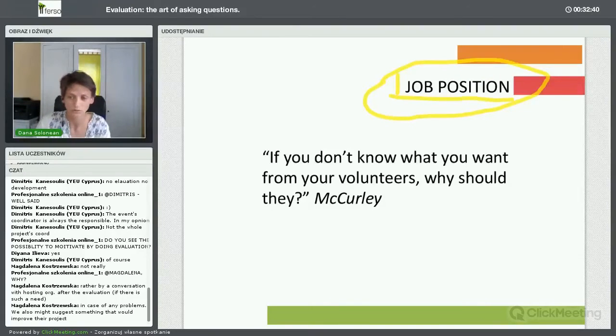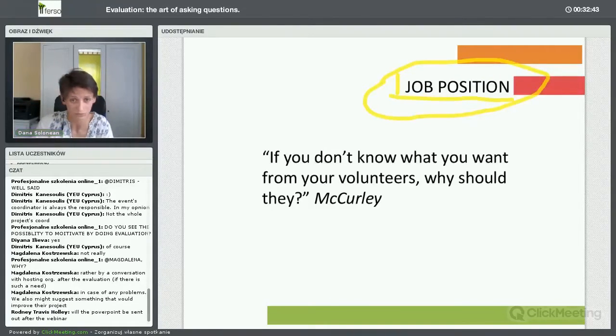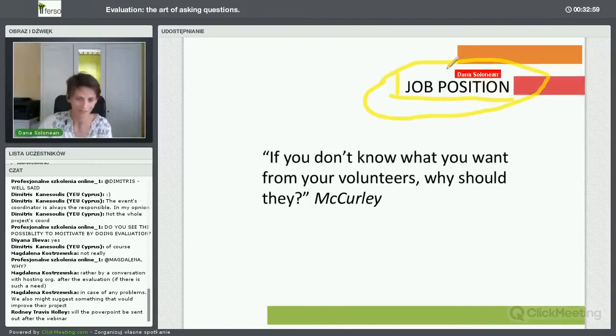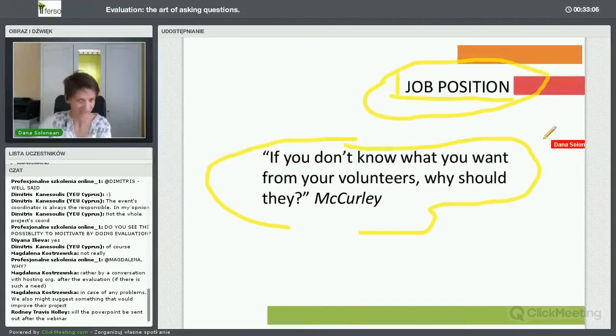So it's important to know what they are supposed to do, what their objectives are, how they are supposed to do it, how we measure it. A lousy job position produces lousy evaluation sessions. Or, as one of my gurus in volunteering management says, and I really recommend the source, if you don't know what you want from your volunteers, why should they? So if you don't have it clear, how do you expect them to perform according to your expectations, or to know how it's going?